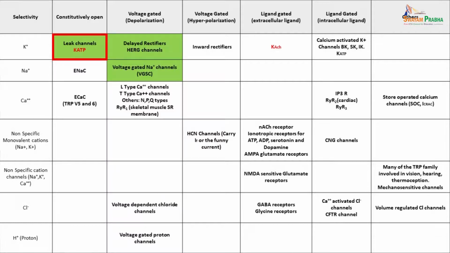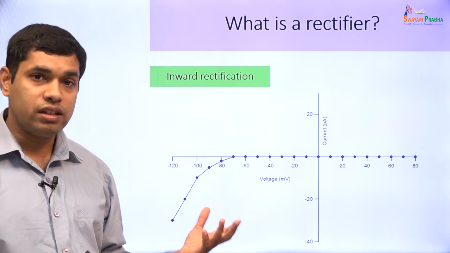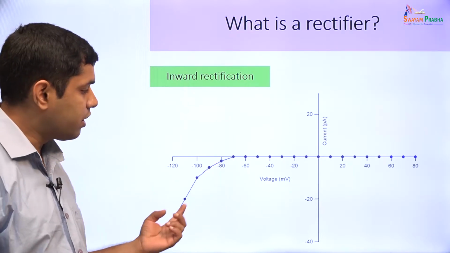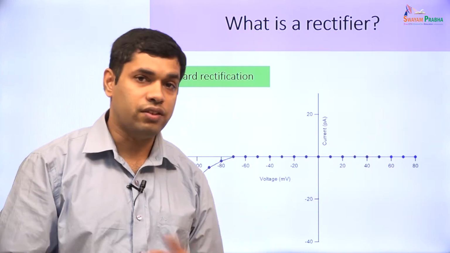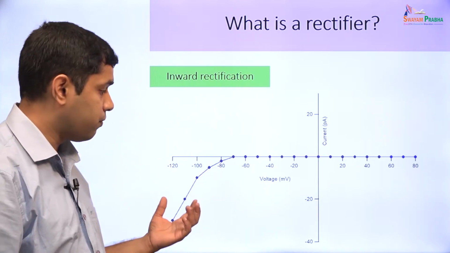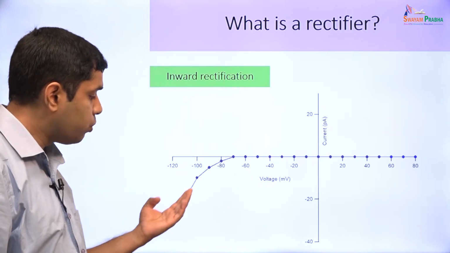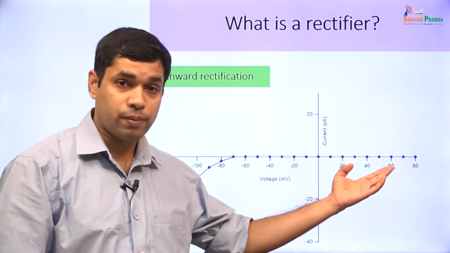Now we will study the next set of ion channels, and we will begin by looking at the inward rectifier ion channels. We have already discussed a little bit as to what a rectifier is. We said that rectification means that the conductance in one particular direction is more than the conductance in the other direction. So this is an example of a graph of an inward rectifier, where inward currents are shown here, which are much larger than the outward currents.